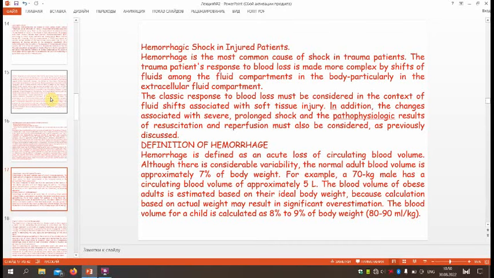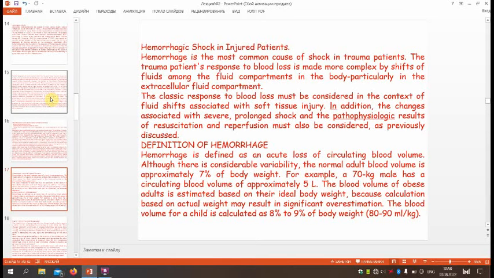Hemorrhagic shock in injured patients. Hemorrhage is the most common cause of shock in trauma patients. The trauma patient's response to blood loss is made more complex by shifts of fluids among the fluid compartments in the body, particularly in the extracellular fluid compartment. The classic response to blood loss must be considered in the context of fluid shift associated with soft tissue injury.